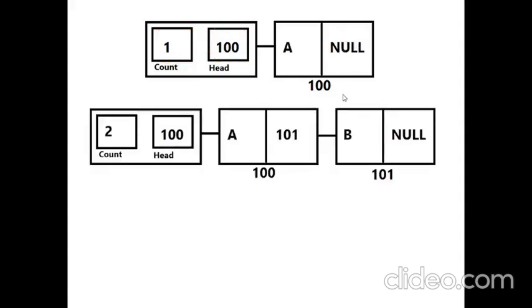When you want to add one more node, no change needs to be done in the head, but the count has to be incremented, and the link field of the last node gets replaced by the address of the new node, so that the new node becomes the successor of the node 100, or in other words, this is the predecessor for the new node, and the new node doesn't have any successor, so it's having a null value. These changes have happened.